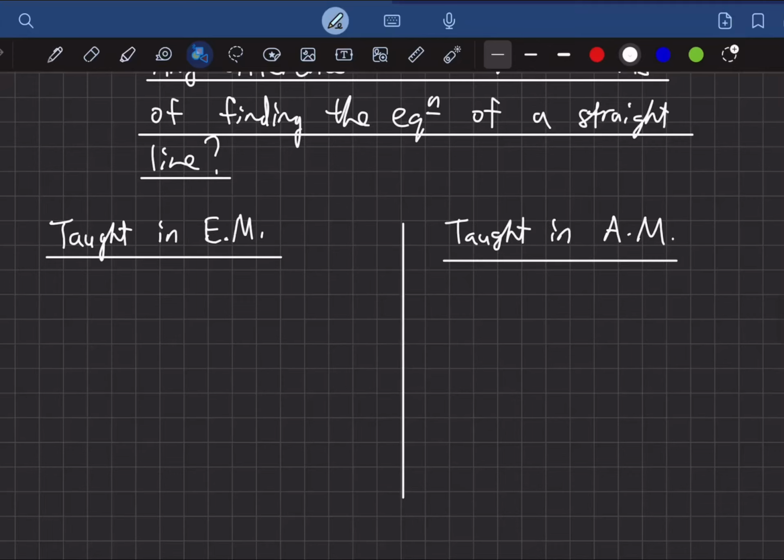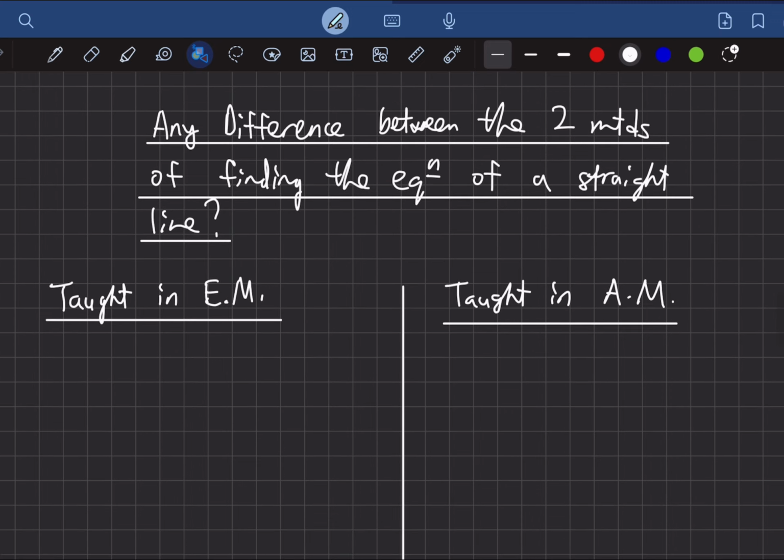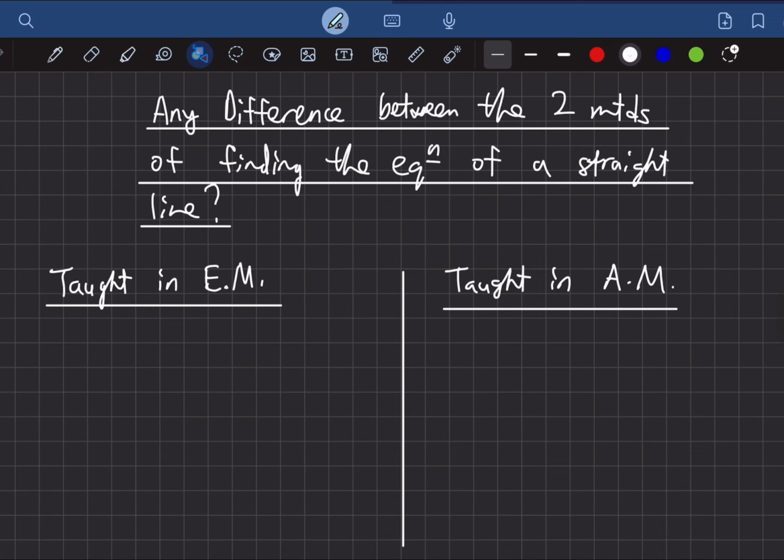Hi people. Today let's talk about an interesting topic, which is: is there any difference between the two methods of finding the equation of any straight line? So you may recall that in elementary mathematics, we are taught, maybe since Sec 2, that y equals mx plus c, whereby m is the gradient. And do take note, the information of gradient can be presented in different manner.